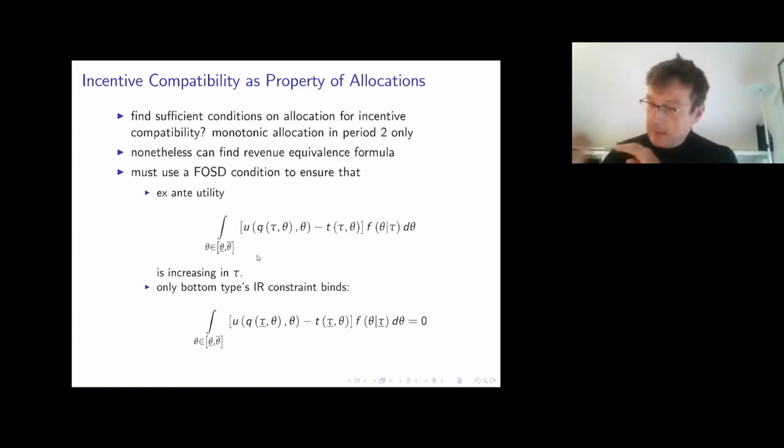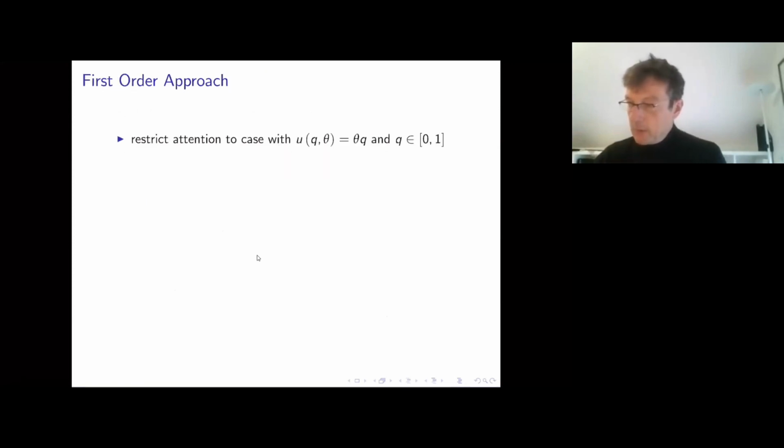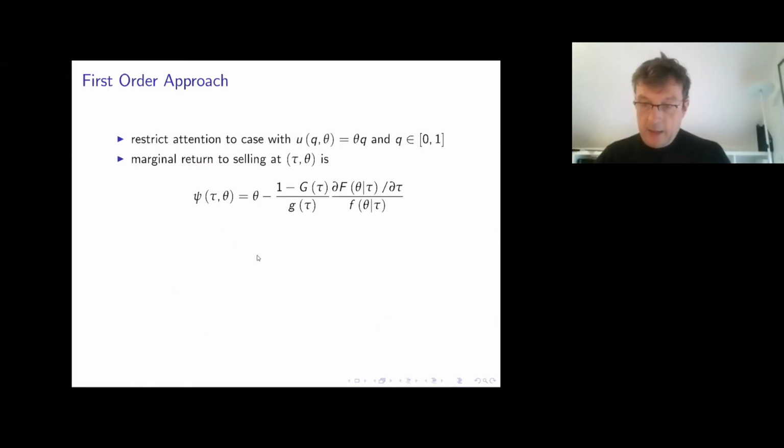What is the virtual utility that we then get? Okay. So I mentioned that we're going to restrict attention here to just simply the quadratic expression theta times q for the gross utility of the agent, and we're thinking about q just being the probability of getting the object. Okay. Then we can describe the marginal return to selling, that is the virtual utility in this dynamic setting, as an expression that is quite familiar from the static model, but augmented to account for the dynamic effect.